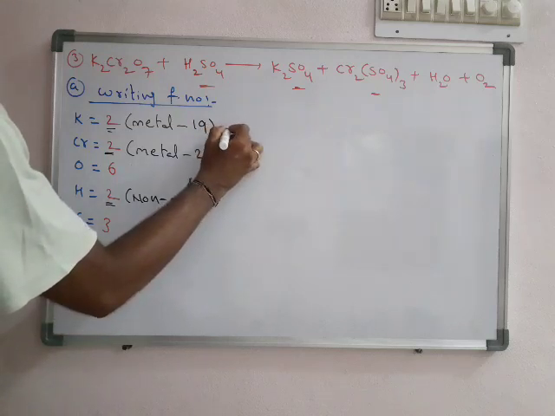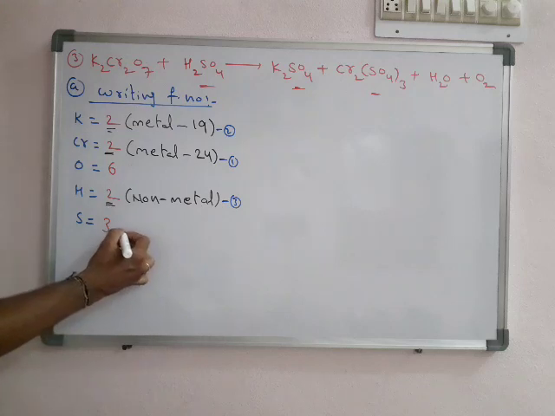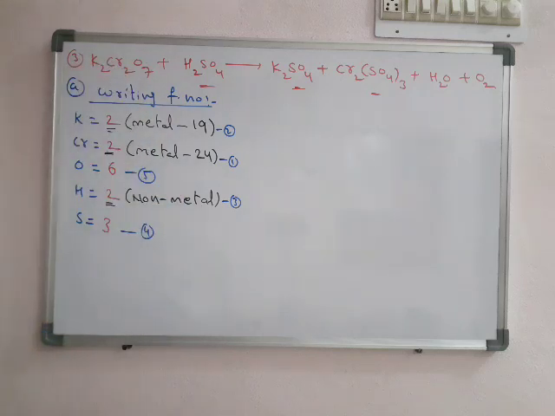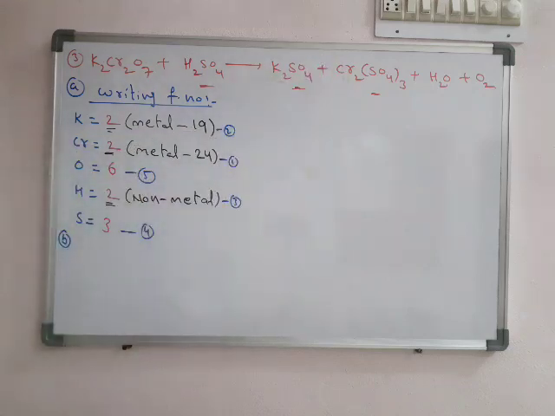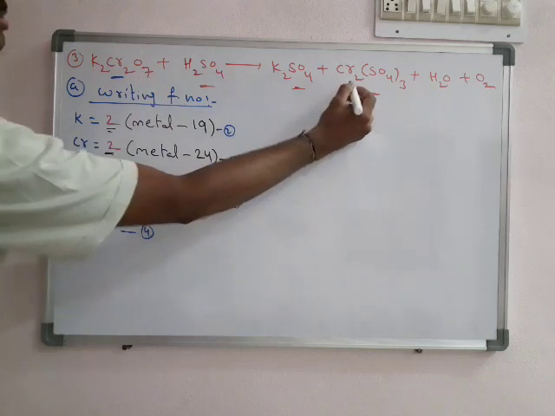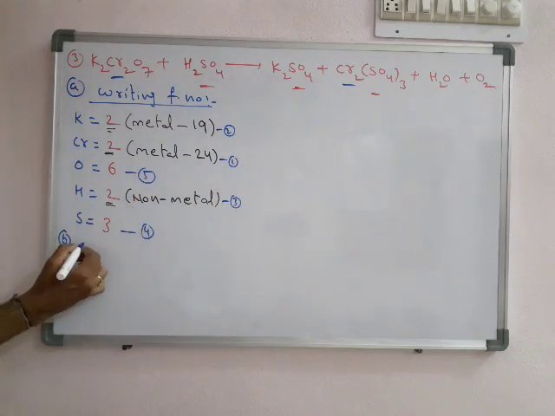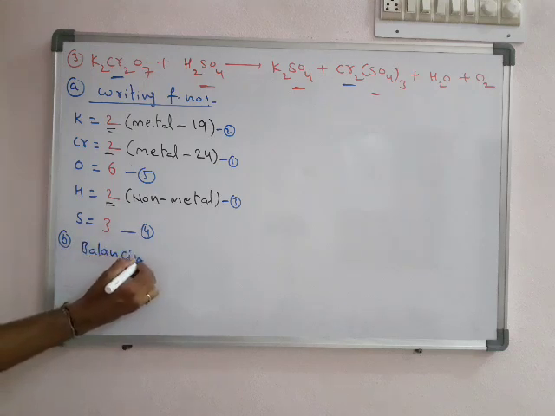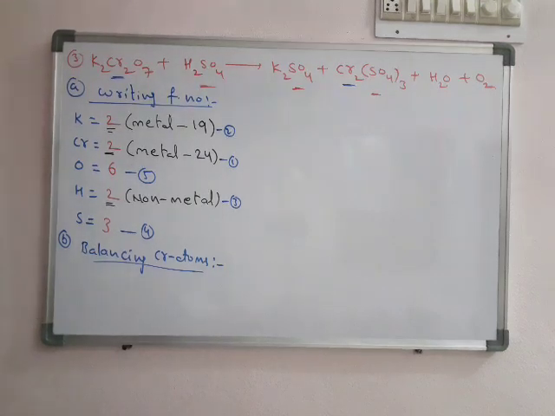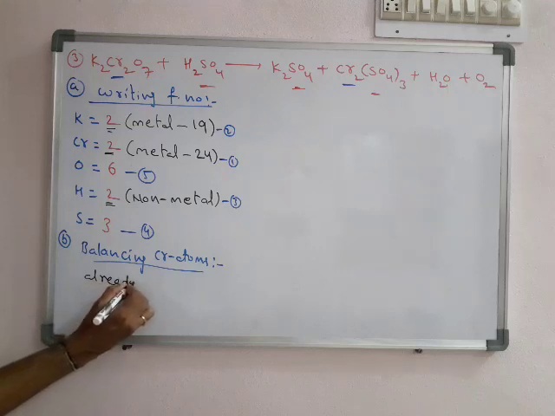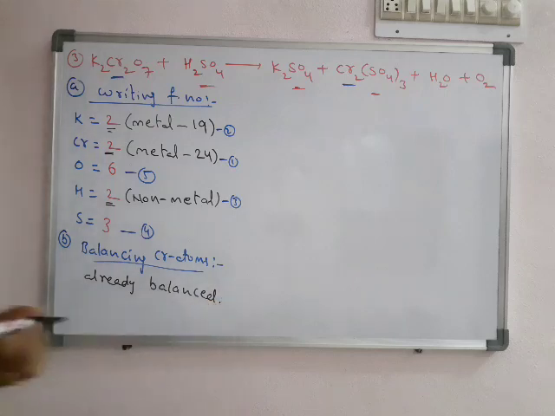The first balance, the second balance, the third, the fourth, the fifth. Since there are many numbers, I have given the order. The first balancing is of the highest atomic number, chromium. How many chromiums? 2 chromiums, 2 chromiums. So first step is balancing chromium atoms, but here they are already balanced. No change in it.